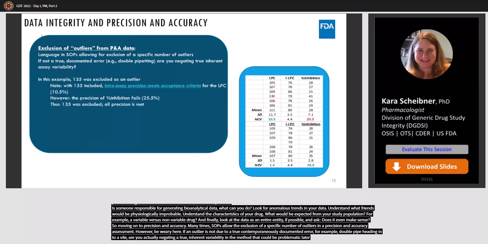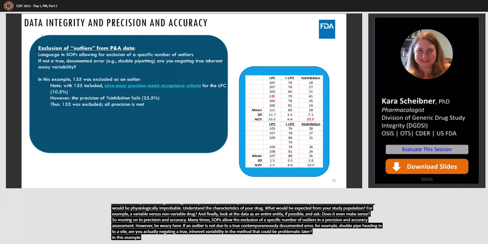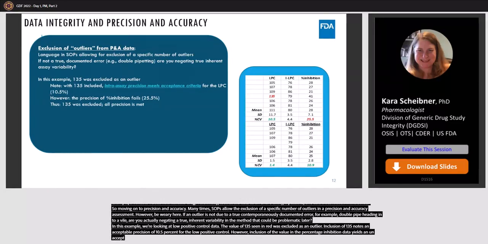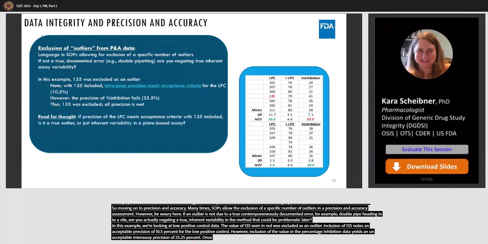In this example, we're looking at low positive control data, and the value of 135 seen in red was excluded as an outlier. Of note, inclusion of 135 yields an acceptable intra-assay precision of 10.5% for the low positive control. However, inclusion of the value in the percentage inhibition data yields an unacceptable intra-assay precision of 25.5%. And once the value is excluded, precision is acceptable.